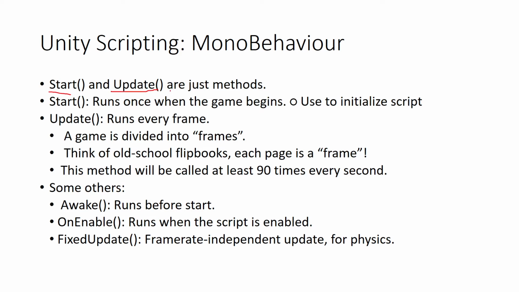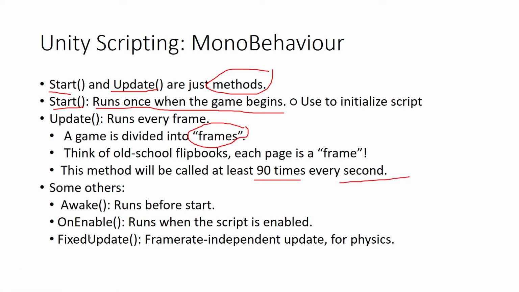Start and Update are basically just methods. Start runs once when the game begins, so it is used to initialize the script. Update runs every frame. If you know that the game is divided into frames, you can imagine old school flip books where each page is a frame, and this method will be called at least 90 times for every second.